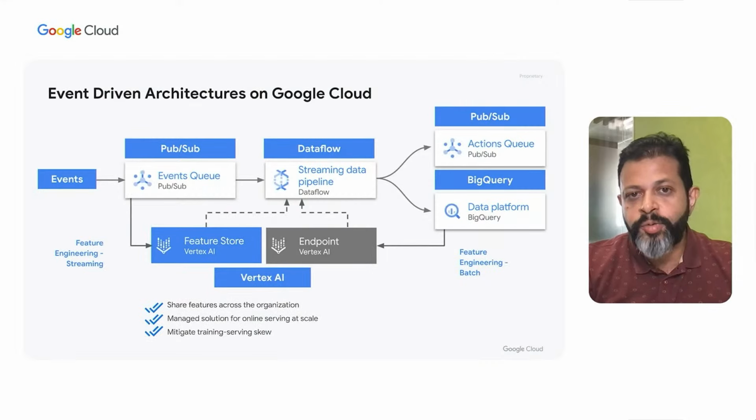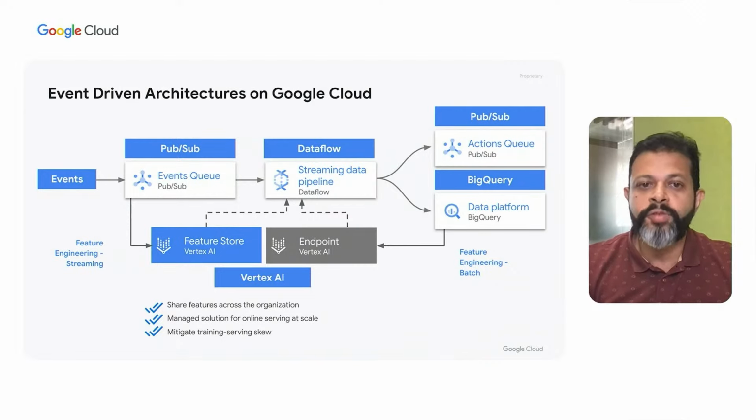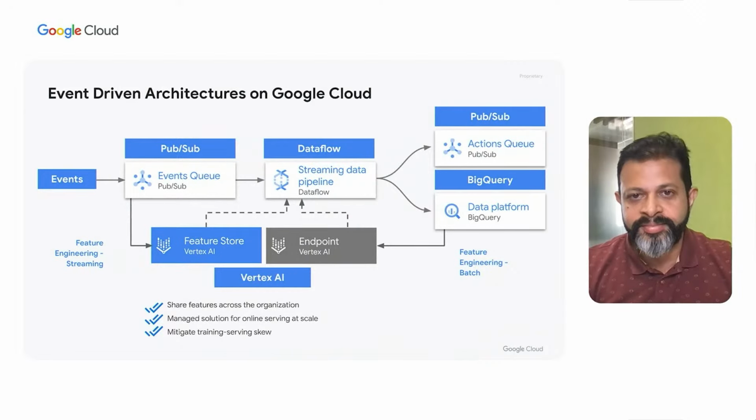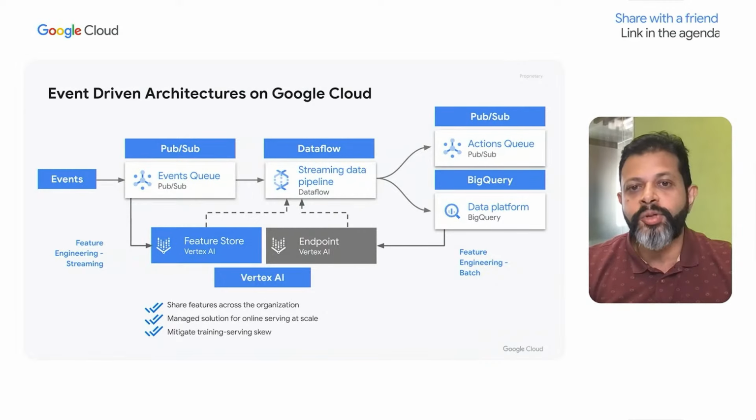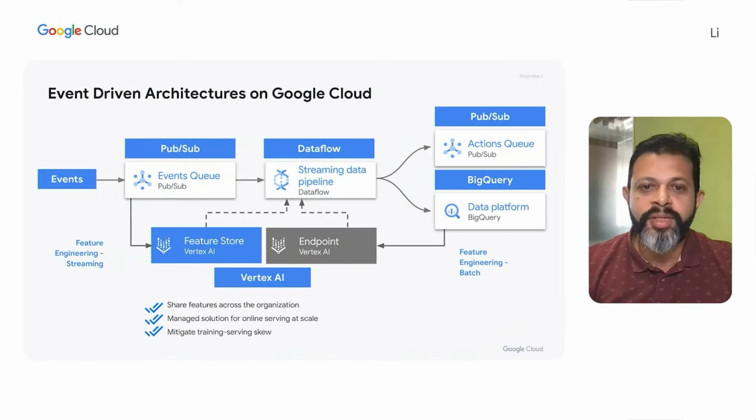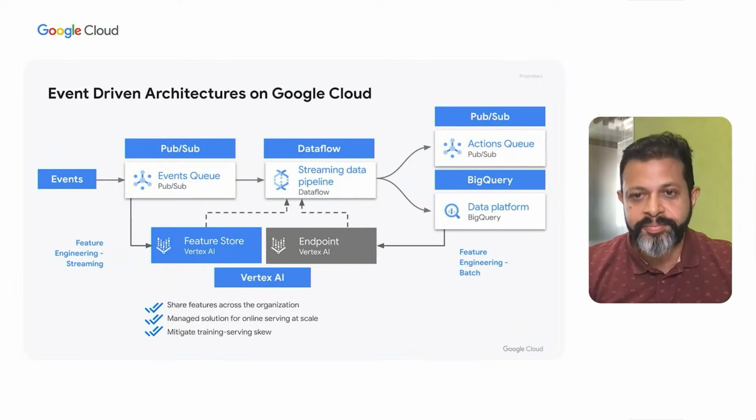Now, the other thing to consider is that the incoming event, which is coming through Pub/Sub, may not necessarily have all of the features that the model needs for scoring. And that's why we may need the ability to look up features from a feature store. That feature store again needs to be able to serve those features in low latency. What the feature store enables you to do is share features across the organization, and it's a managed solution for online serving at scale.